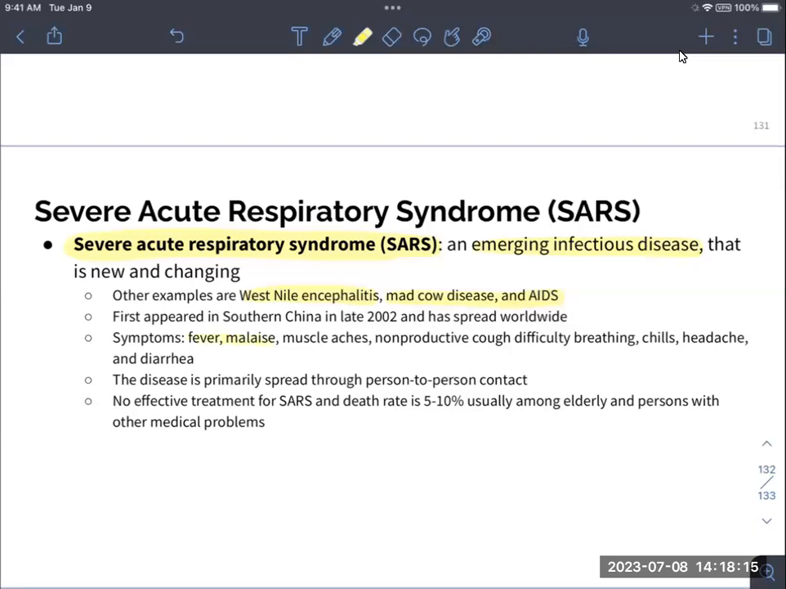These people have fever, malaise, muscle aches. They have a non-productive cough. They have a hard time breathing. They have chills. Well, if you have a fever, a lot of times it gives you chills. Headaches, they could have diarrhea. It is spread through person-to-person contact, and there is no effective treatment. Death rate is 5 to 10%. And it is more common among the elderly and people who have some sort of other medical conditions.